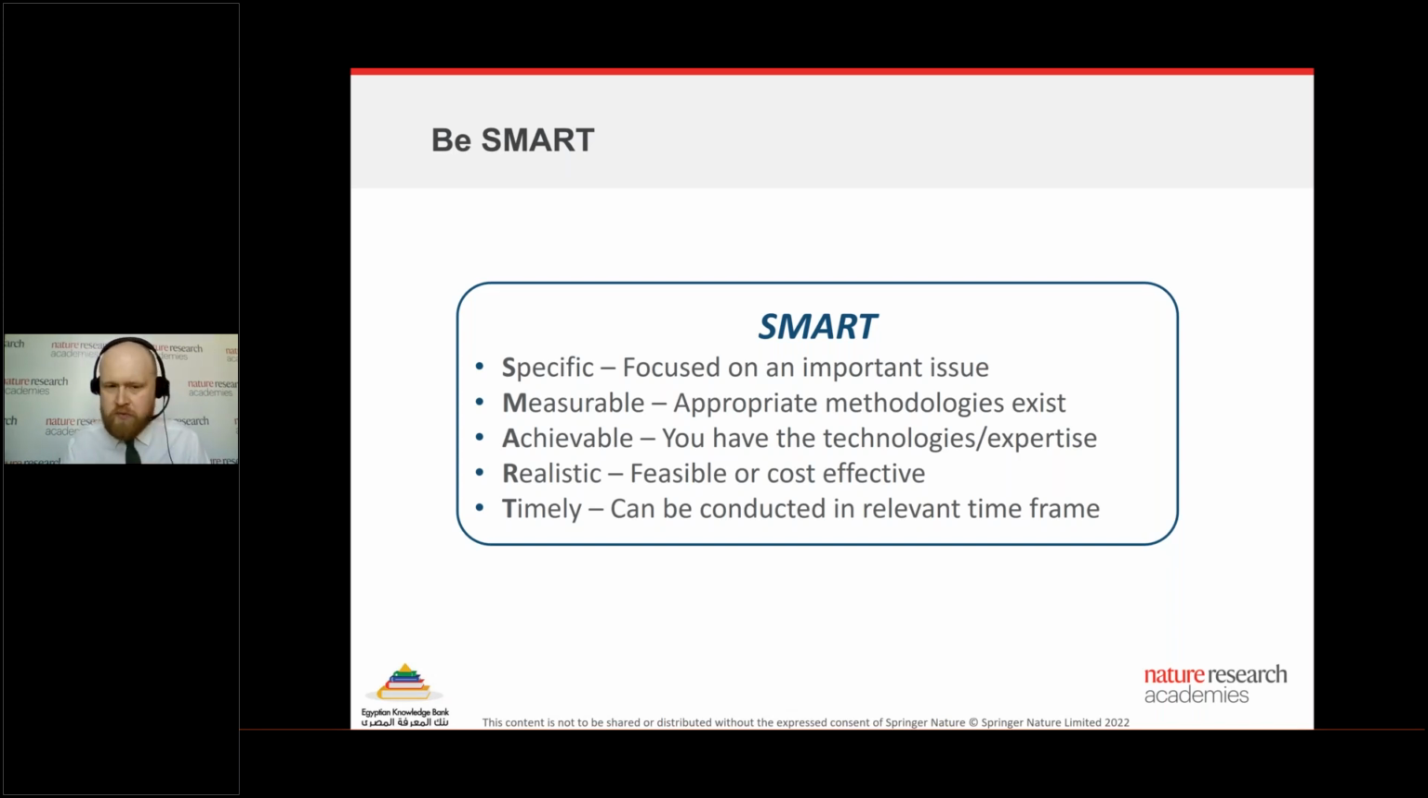Are you going to be able to achieve your objectives using a suitable amount of money? Is the funder going to be able to give you enough money for you to achieve your objectives? So think about whether your objectives are realistic in this way. Are they timely? As we said already, this is related to being realistic. Can you achieve your objectives in a suitable time frame? So think about instilling SMART into your objectives.